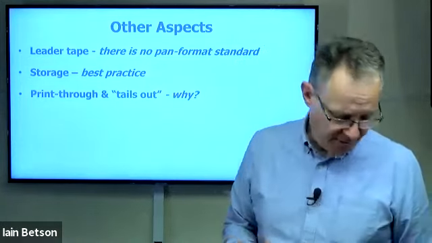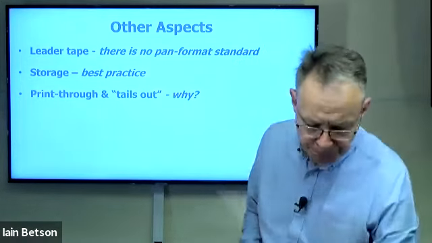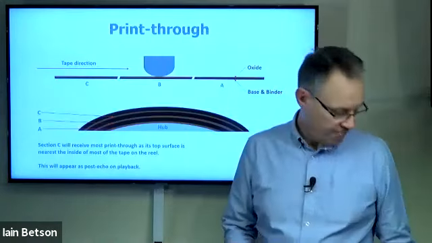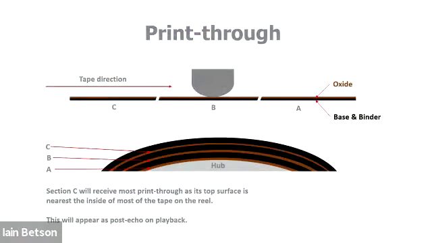So what is print through? Let's just put this diagram up on the screen so you can see it. It's a little bit to digest, but I'll talk my way through it. We've got our tape head at the top, and our tape direction going from left to right, and we've got 3 sections of tape, C, B and A. Obviously A is recorded first as it meets the head, then B and C. We've also got our oxide at the top and our base and binder.